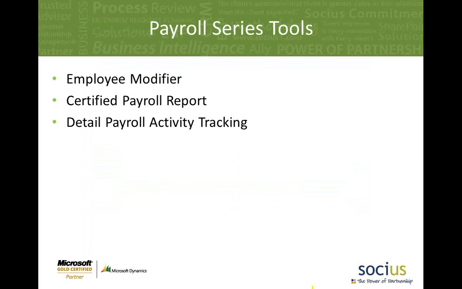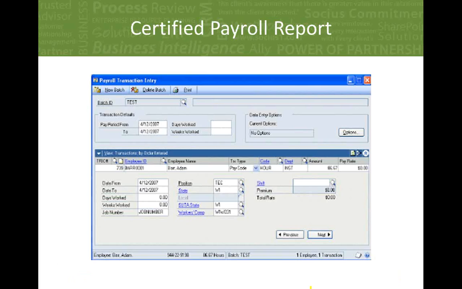There are a few tools here: the employee modifier, the certified payroll report, and the detail payroll activity tracking. So let's look at the certified payroll. I'm sorry, this is not very clear. I'm not able to enable this because I have human resources active, so if you're using HR, you probably wouldn't be able to use certified payroll. But you can see it adds a job number field here.